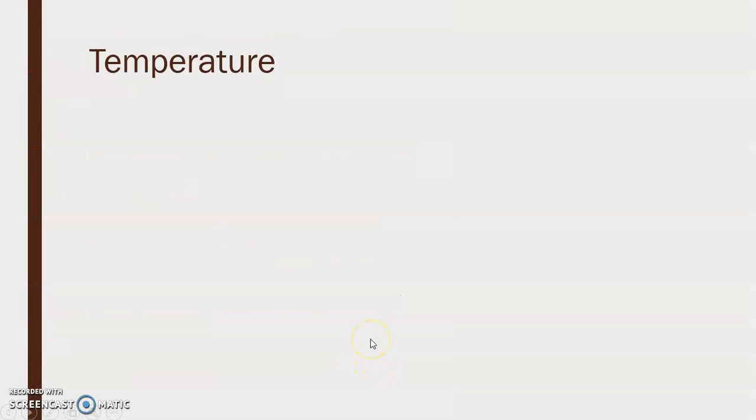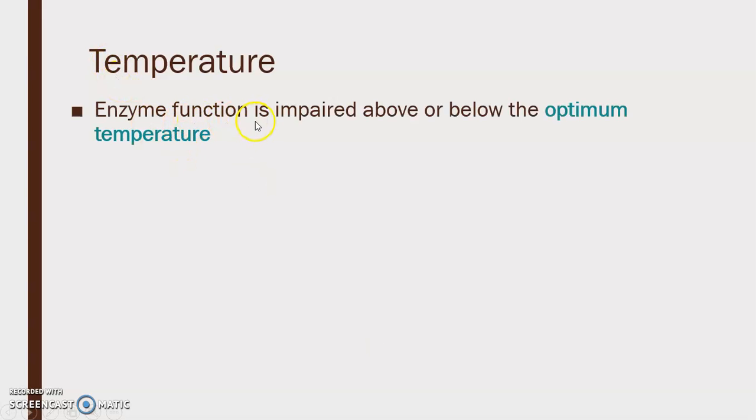Temperature. How does temperature change the enzyme activity? Well, enzyme function is impaired whenever it's above or below the optimum temperature. It's the same thing as with pH. Enzymes actually work in a very narrow range of pH that is suitable for them. If the pH changes, the tertiary structure is destroyed, and then the enzyme is no longer working. They also work in a really narrow range of temperature.